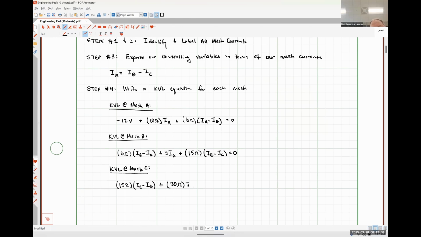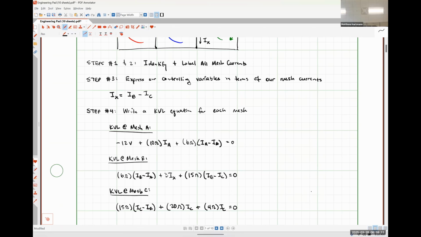And then similarly, we would have plus 4 ohms IC for that 4 ohm resistor, and we set that equal to 0. So we have 4 equations and 4 unknowns. What I would tend to do is just substitute in this IX relationship here to put everything in terms of IA, IB, and IC. And then our next step would be to just solve this system of equations.